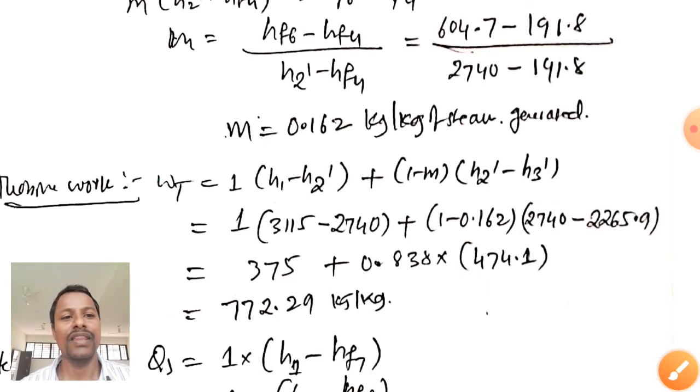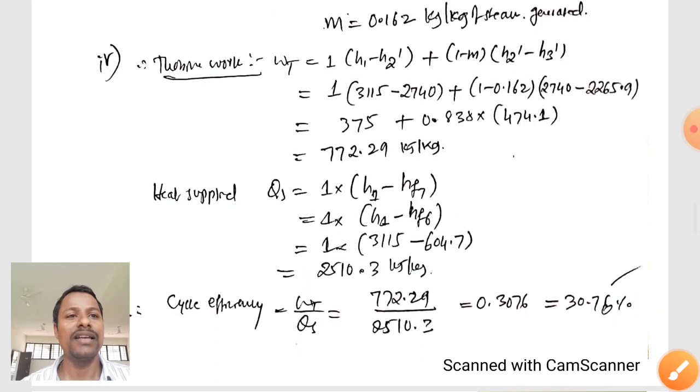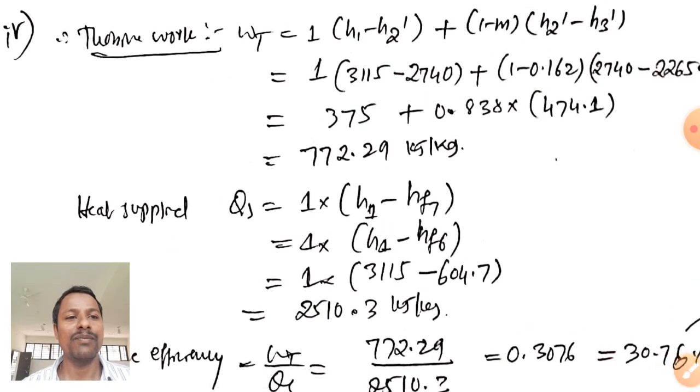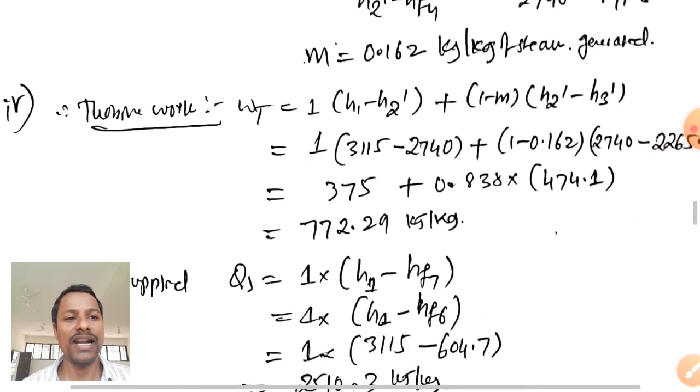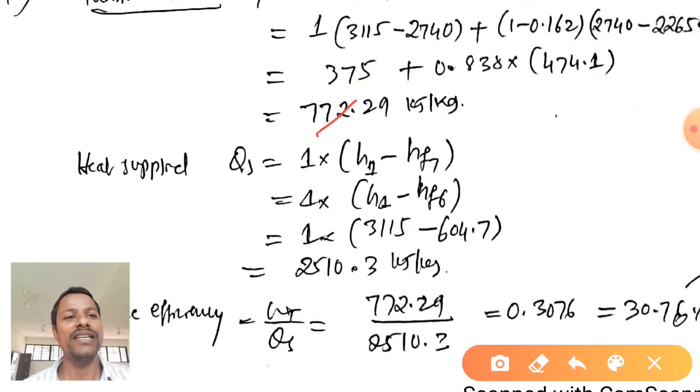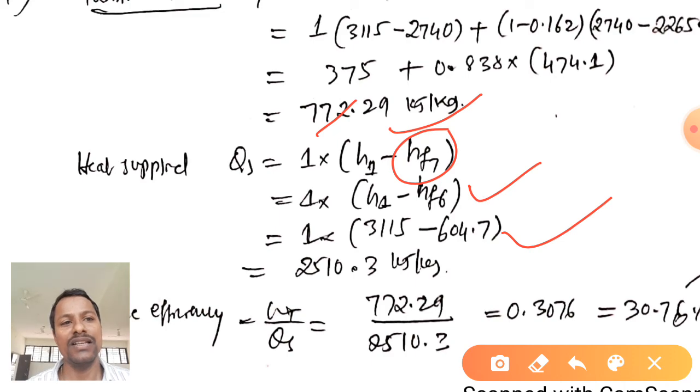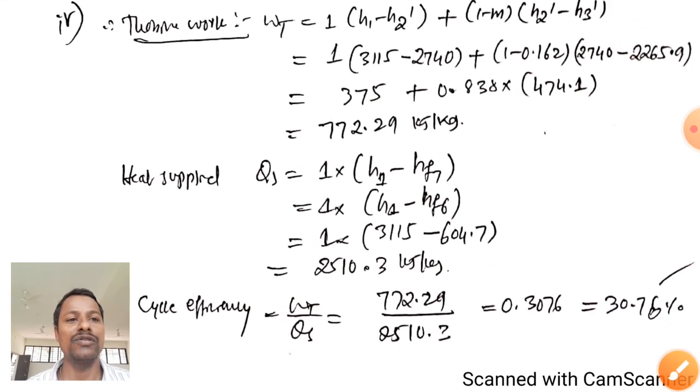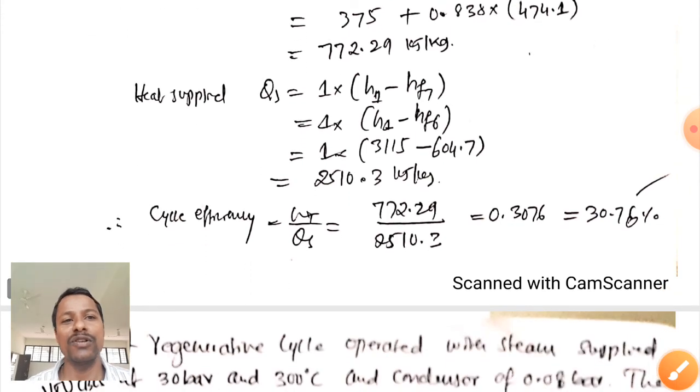Now here, heat supplied. We are supplying the heat between 1 and 7, as we know from the HS or TS diagram, even the schematic diagram says. So, heat supplied is 1 kg into H1 minus HF7. I will replace HF7 by HF6, and again I know the value for HF6 and I will be able to calculate the heat supplied as 2510.3 kilojoule per kg.